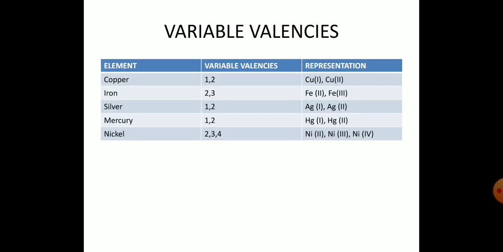Coming to the variable valencies, copper has 2 variable valencies, 1 and 2. The representation is the symbol Cu, and in Roman numerals it can be I or II. Iron, Fe, is II and III. Silver, Ag, is I or II. Mercury, Hg, is I, II. Nickel, Ni, has 2, 3, 4, so nickel has more than 2 valencies. This also you should know.